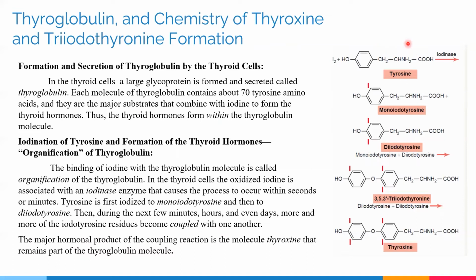Tyrosine is first iodinated by the iodinase enzyme to form monoiodotyrosine and diiodotyrosine. These are conjugated and coupled together to form other iodotyrosine macromolecules and also thyroxine, which still remains attached to the thyroglobulin molecule as iodine is attached to it.